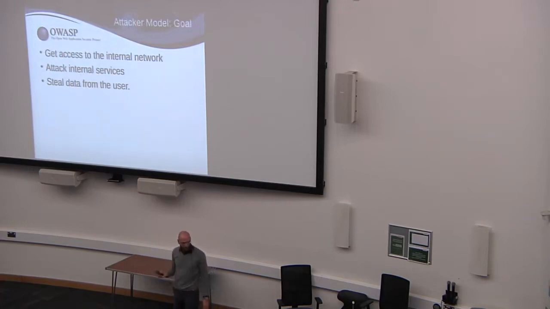Regarding the goals of the attacker, of course, the first is to get some kind of access to this company network, to this internal network, using CORS in some way, and attack the internal services. So what you've seen in the pictures, the different internal services, and essentially steal data from the user himself or from the company through the user.